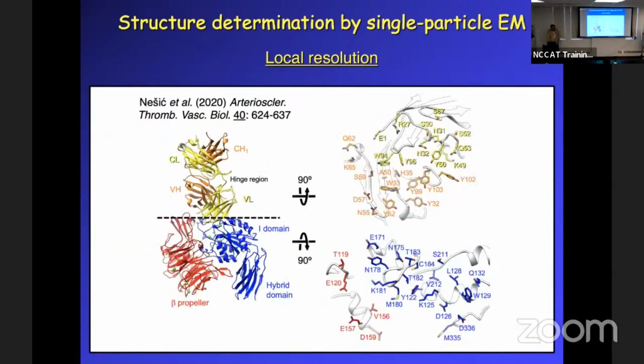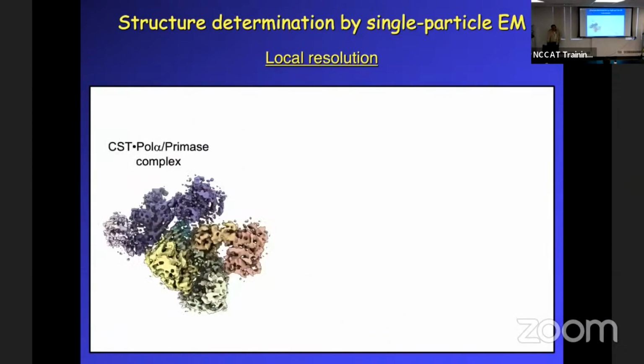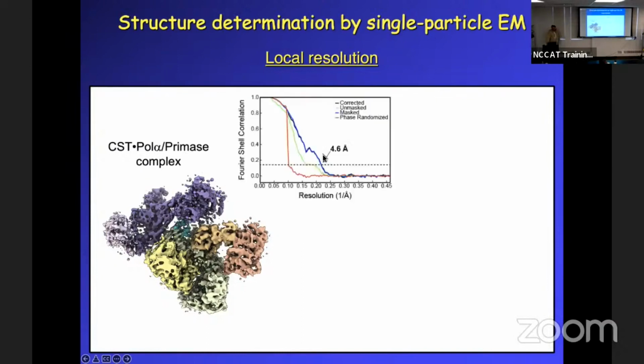And so at this point, you can really look, for example, at interaction surfaces and which residues interact with other residues. It changes a little bit with other maps like this one. This is a newer map that we calculate. This is the interaction of a complex called CST with the polymerase alpha primase complex. Up here is the CST, and down here is polymerase alpha primase. We calculate the resolution is 4.6 angstrom overall.